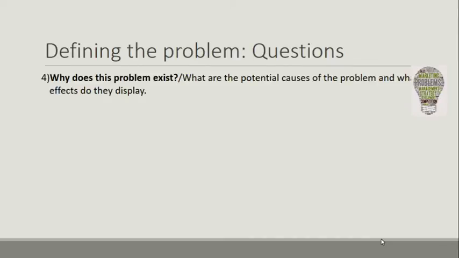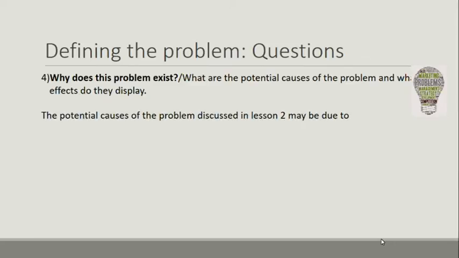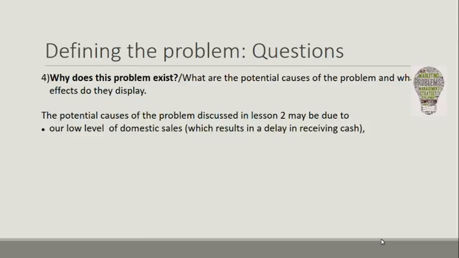Another question you might ask is, why does the problem exist? Or what are the potential causes of the problem and what effects do they display? The potential causes of the problem discussed in Lesson 1 may be due to our low level of domestic sales, which results in a delay in receiving cash.